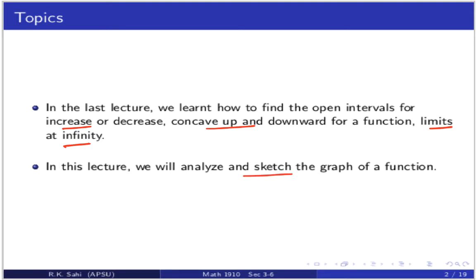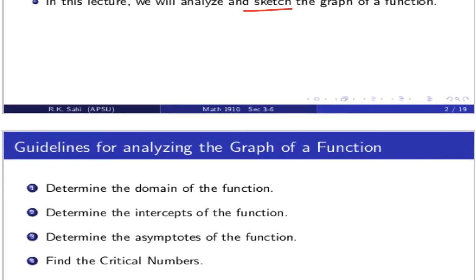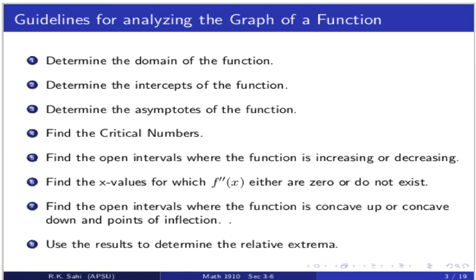So, some guidelines. The first thing, we will find the domain of the function, the intercepts of the function, and the asymptotes of the function. When we talk of the asymptotes, we're going to look at the vertical asymptote and the horizontal asymptotes. We're looking at the intercepts: the x-intercept and the y-intercept.